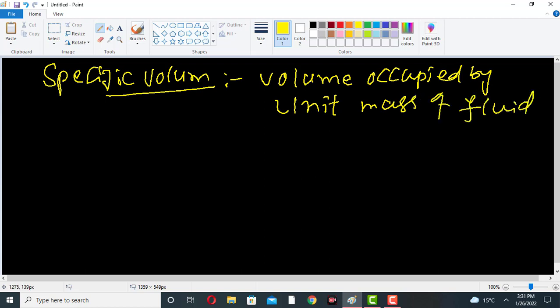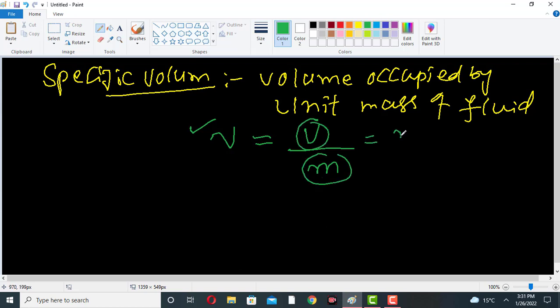So it is the volume occupied by unit mass of fluid. Volume occupied by unit mass of the fluid is called the specific volume, and it is denoted by the small v. So this is the volume occupied by unit mass of the fluid. The unit of volume is cubic meter and mass is kilogram.